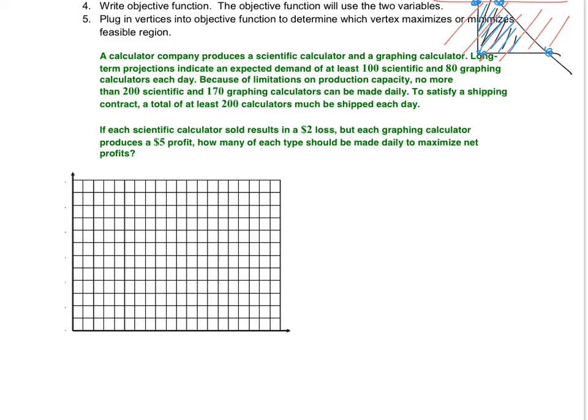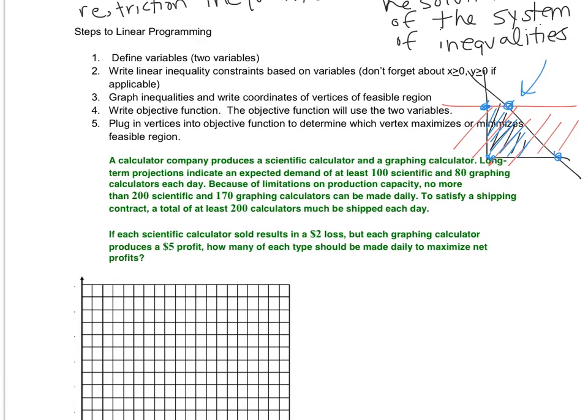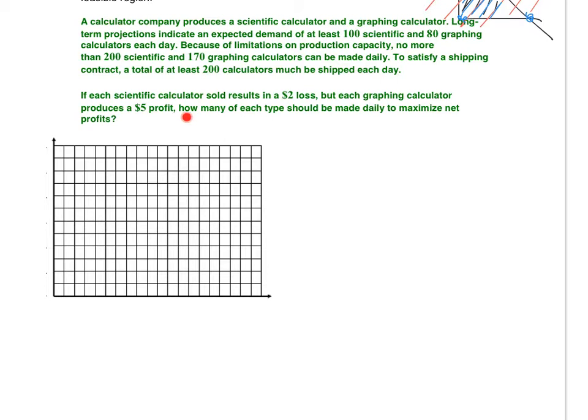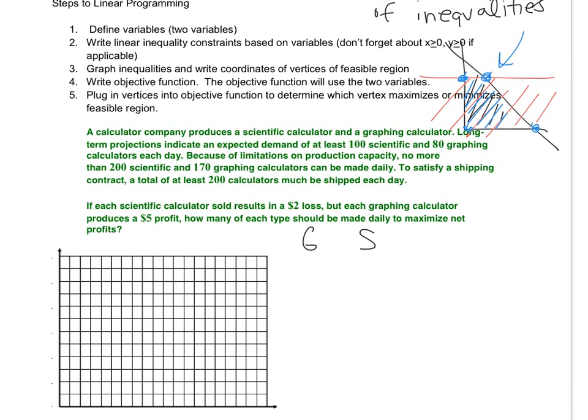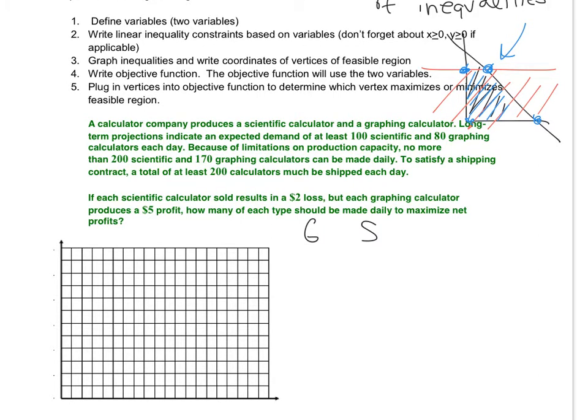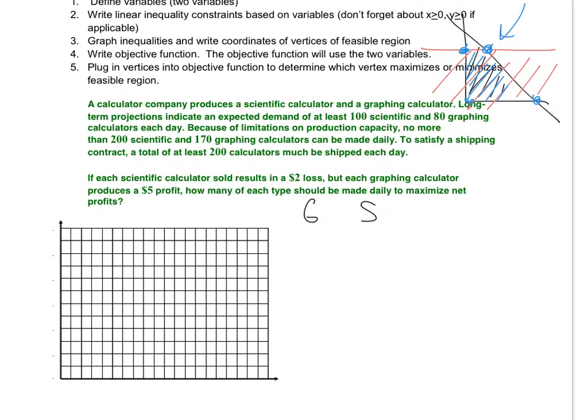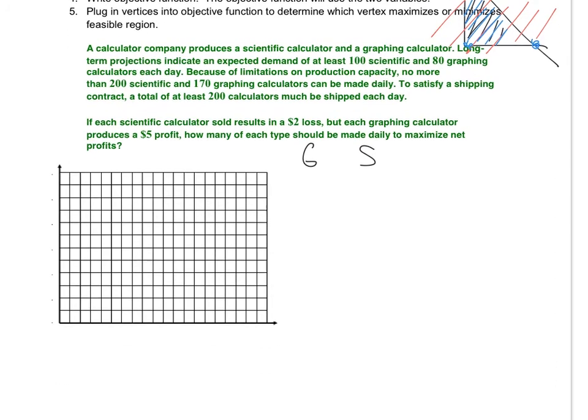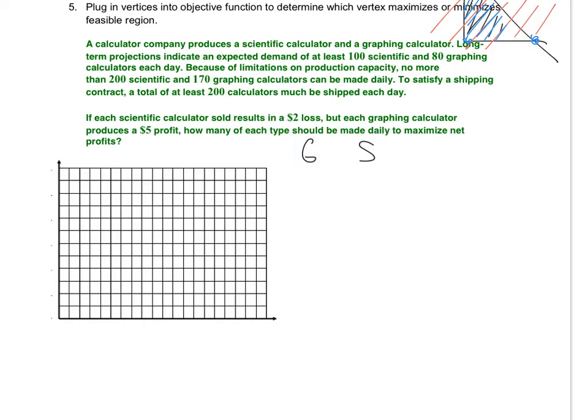So what we're going to do first is, if I go back to the directions, I need to define the variables. So I look at the end where it says how many of each type should be made. So the types we're talking about are graphing calculators and scientific calculators. Part 2, write linear inequality constraints based on variables. So our variables are going to be G and S. I'm looking at, we need an expected demand of at least 100 scientific calculators. So scientific calculators has to be at least 100. Graphing calculators has to be at least 80.